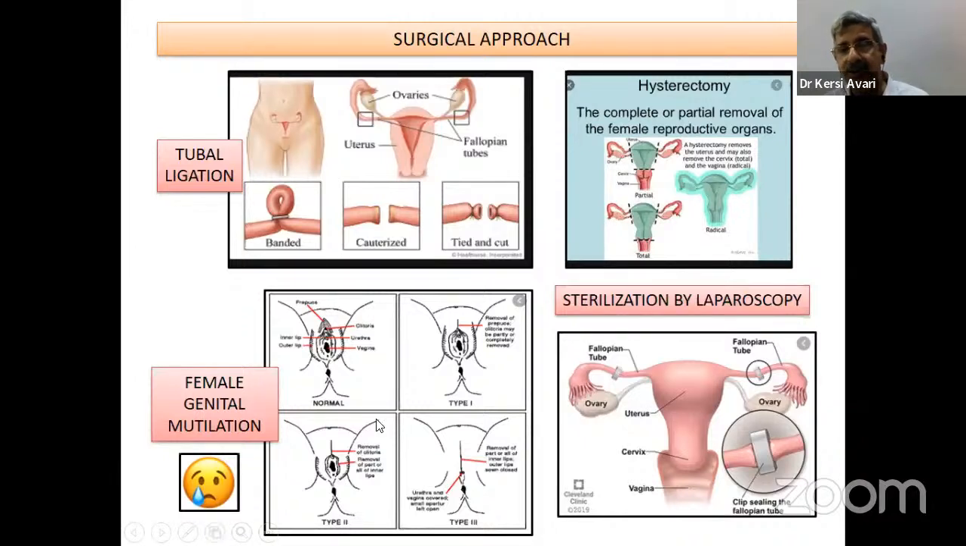Or what we do is a fallopian tube banding, clamp it, seal it. This can be also done by laparoscopy. Unfortunately, the nature of laparoscopy is what? Tubal blockage.